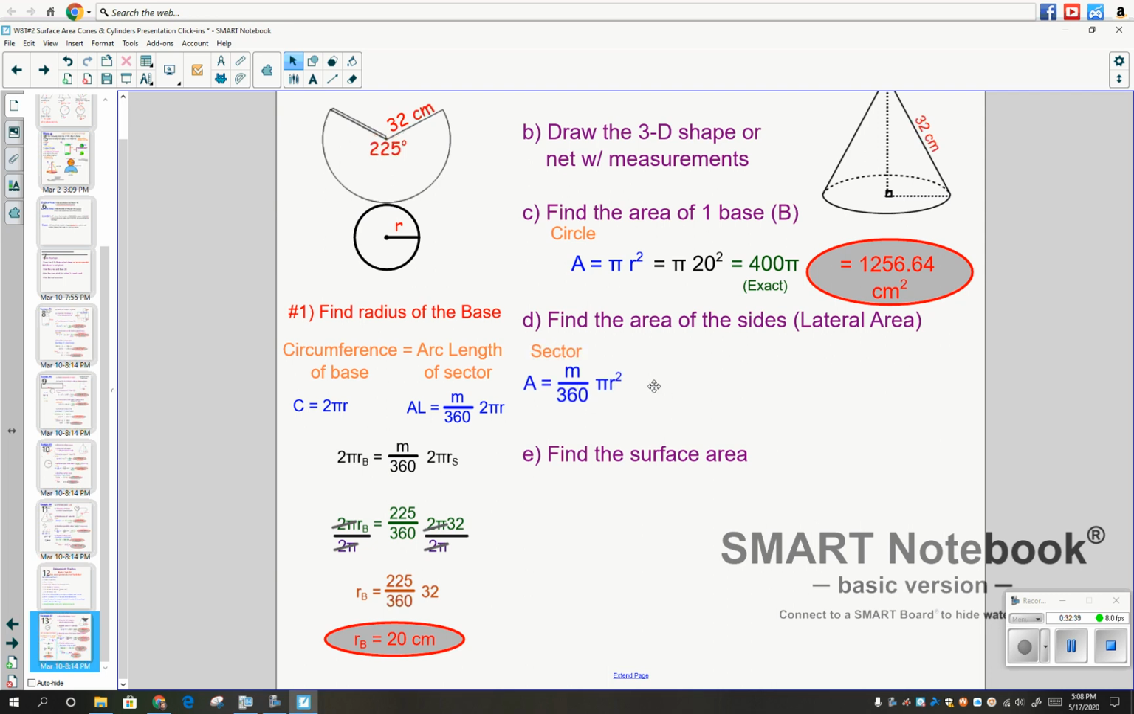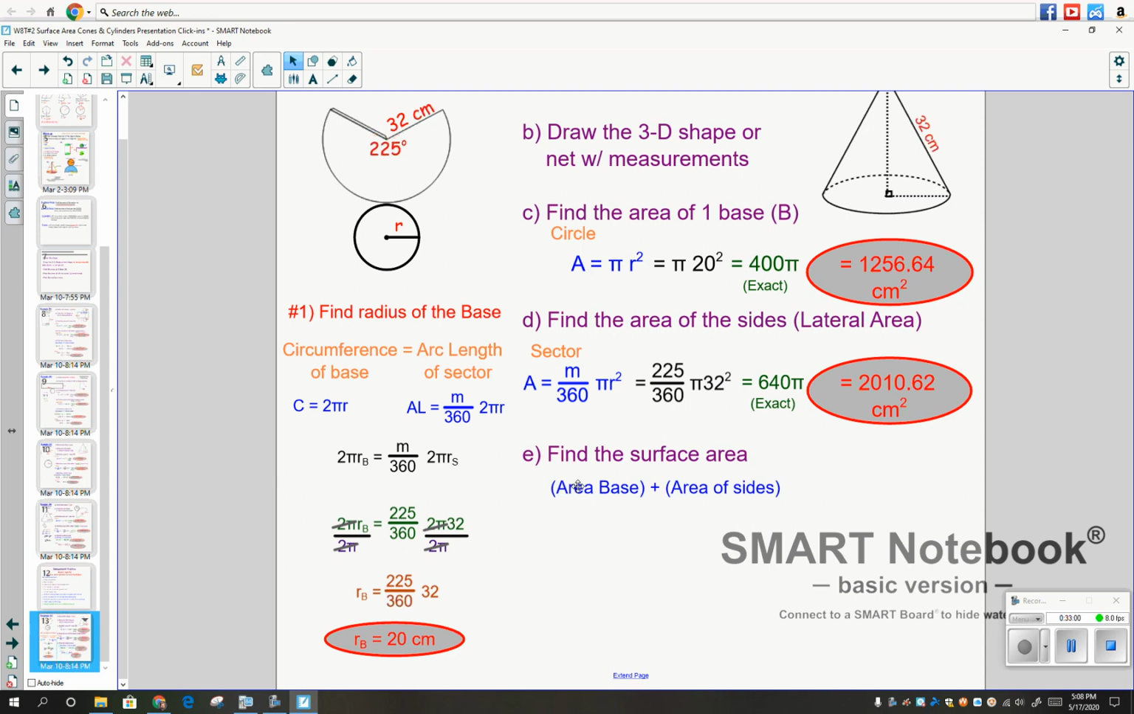It's m over 360 times pi times radius squared. So 225 over 360 times pi times the radius of the sector, which is 32. If I just multiply without pi, I get the exact to be 640 pi. The decimal approximation is 2010.62 centimeters squared.